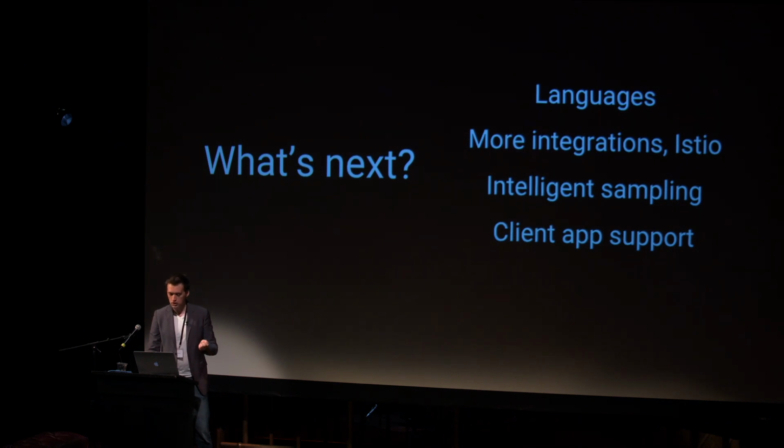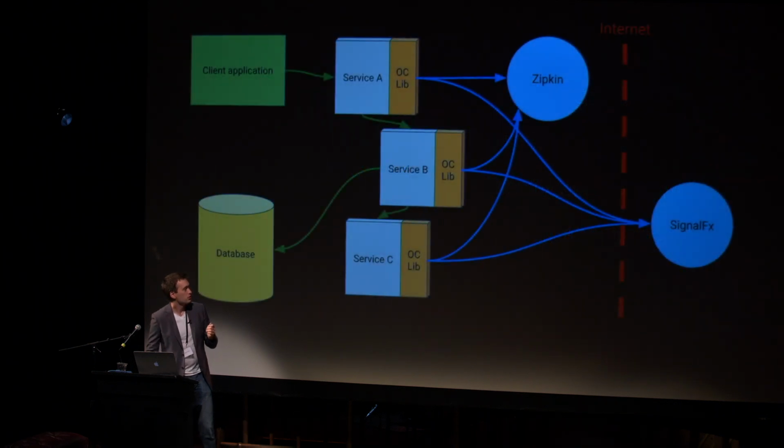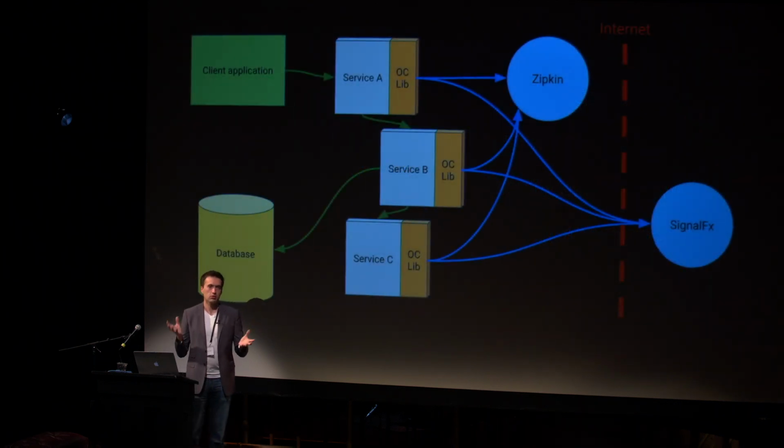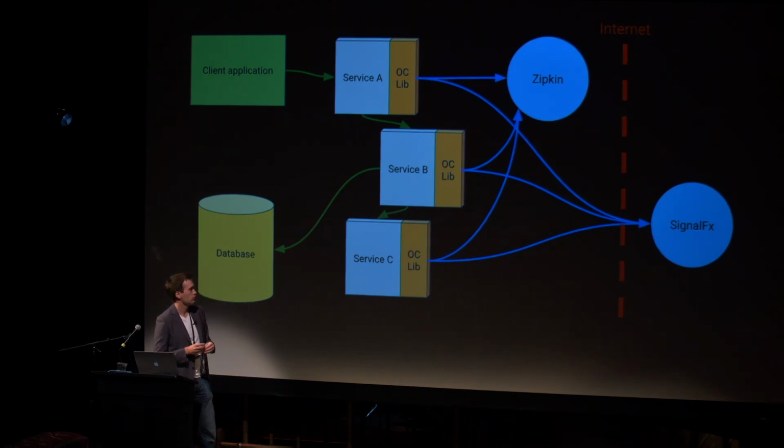The next, though, is what we're calling intelligent sampling, followed by client app support. I'm going to dive into these because they're actually pretty exciting. So this is a sample OpenCensus deployment. Today, we support a SignalFx exporter for metrics. And so this is a way that a customer might have their app instrumented, where they're doing traces to Zipkin and metrics to SignalFx. Now, there are a couple of challenges here.